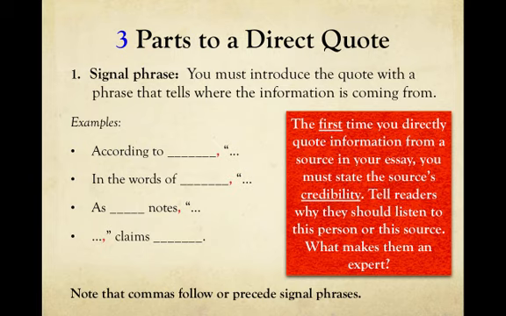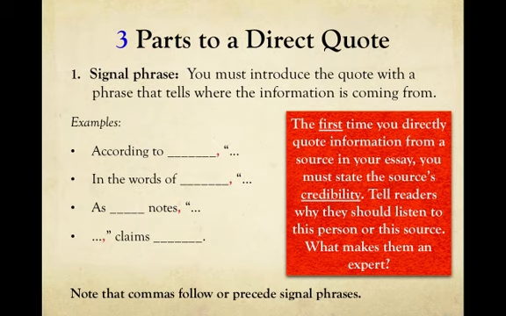So some examples, and you're not limited to these, they are just examples, are: according to Mrs. Kruse, instructor at East Peoria Community High School, blah, blah, blah; in the words of Mrs. Kruse; as Mrs. Kruse notes; or blah, blah, blah, claims Mrs. Kruse. So you can see the signal phrase can go either before the direct quote or it can come after the direct quote, like that fourth example there. It says, note that commas follow or precede signal phrases, and they are in red to make it easy for you to see where the commas would go in relation to the signal phrase and the quote.